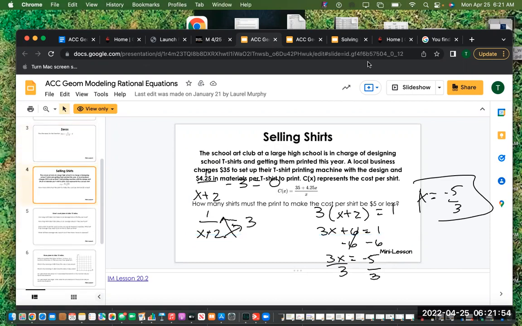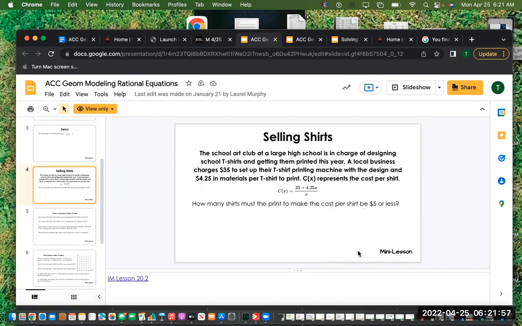Okay, the school art club at a large high school is in charge of designing school t-shirts and getting them printed this year. A local business charges $35 to set up their t-shirt printing. How many shirts must they print to make the cost per shirt be $5 or less? Really quick, it says C of X represents the cost per shirt, and the cost per shirt needs to be $5 or less. So let's just say that it equals $5. We set this equation equal to $5 and then solve.